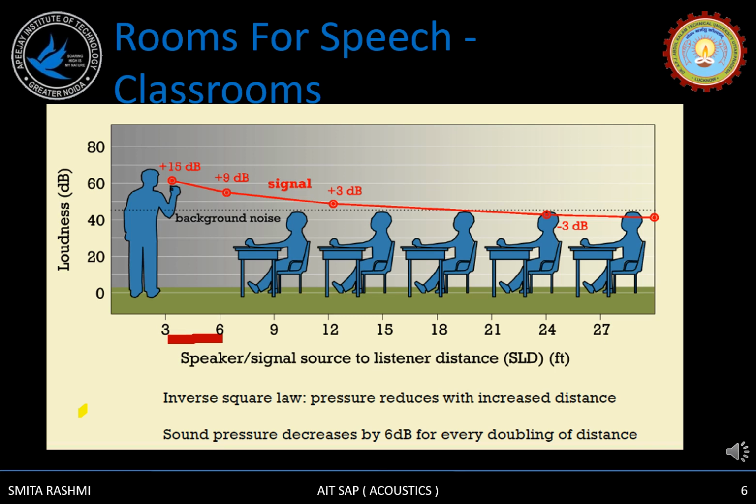And as you move ahead, we can see at about 24 feet, we are getting the sound source pressure level as minus 3 dB. So how is a student going to get the clear sound from the teacher? In this case, the direct sound energy is not received by him. So the reflected sound is going to supersede, and he will be getting most of the sound by the reflected sound.